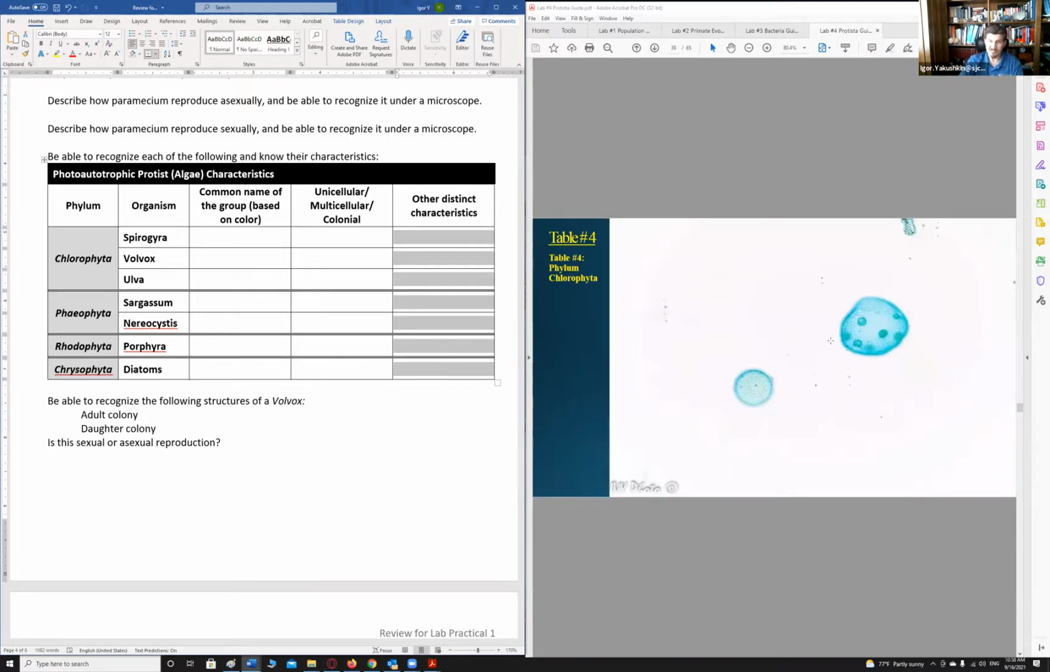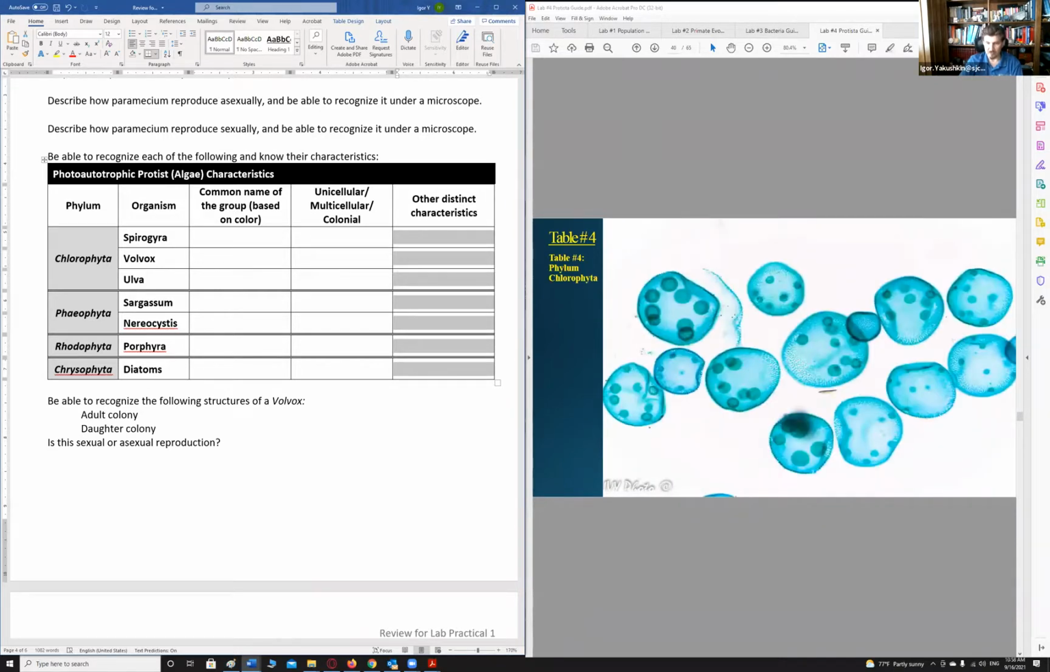Like, it looks like a sphere. Keep in mind that this is known as the adult colony, and the smaller ones are known as the daughter colonies, right? There might be an arrow saying name the structure, and it's pointing at the daughter colony. So this one, for example, is the adult colony, and we have 1, 2, 3, 4, 5, 6, 7, 8 daughter colonies inside.